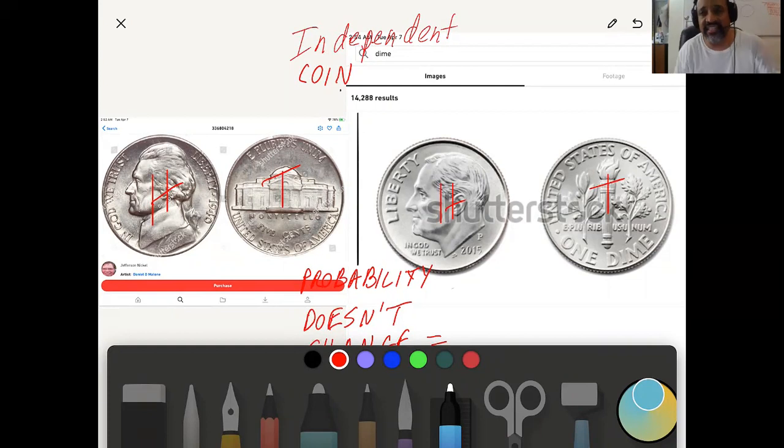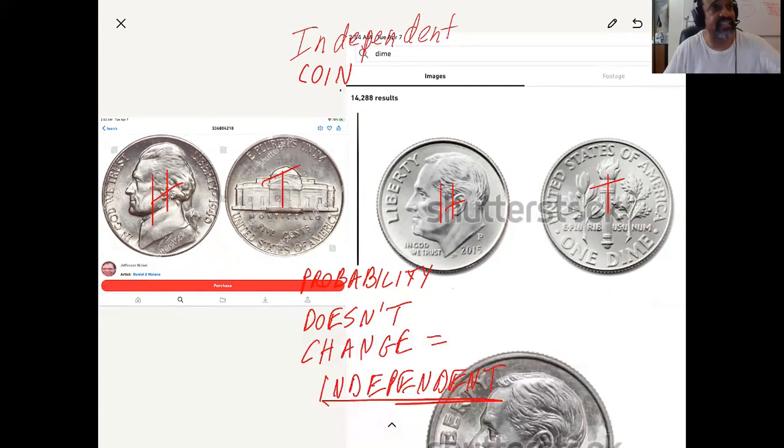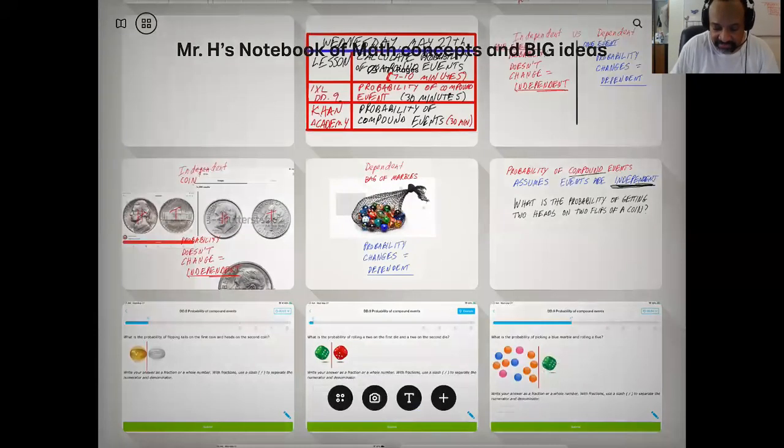The one event, flipping the nickel, if I get heads or tails, it doesn't affect what happens with the dime. So those two events, flipping the nickel and flipping the dime, are considered independent. The probability of what I get on the nickel doesn't affect what I get on the dime. So they're independent.